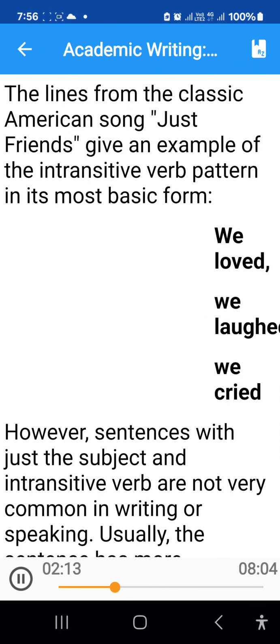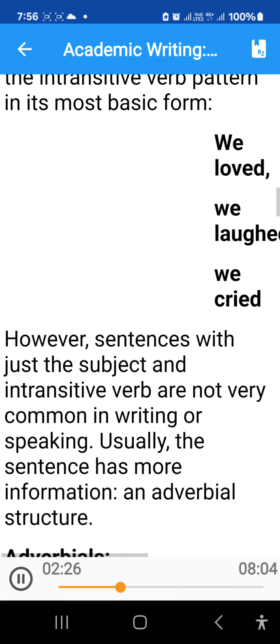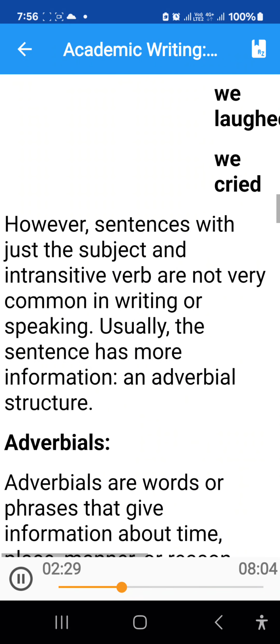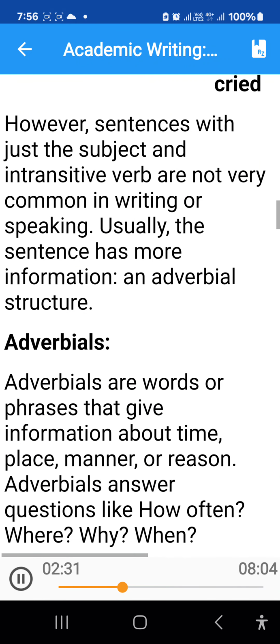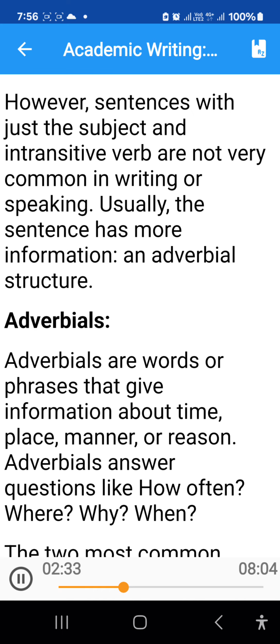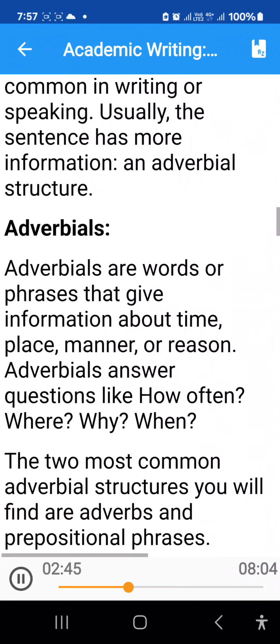The lines from the classic American song Just Friends give an example of the intransitive verb pattern in its most basic form. We loved, we laughed, we cried. However, sentences with just the subject and intransitive verb are not very common in writing or speaking. Usually, the sentence has more information, an adverbial structure.